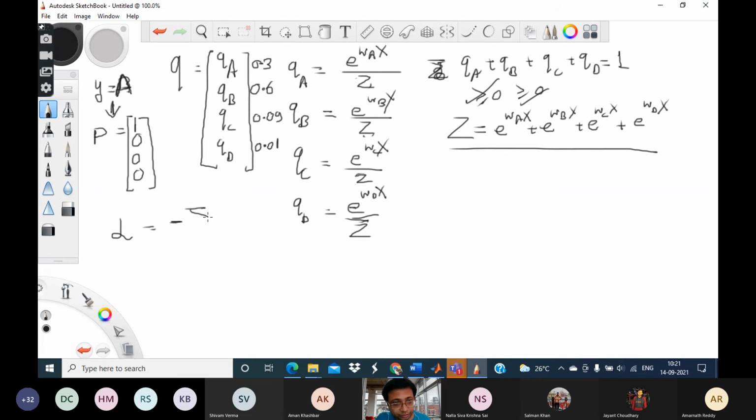The expression for cross entropy I have written as the sum of pk log qk, k equal to 1 through 4, because in this case there are 4 levels. As someone correctly pointed out, this 4 is nothing but the dimensionality or the size of the level space, which is in this case 4.